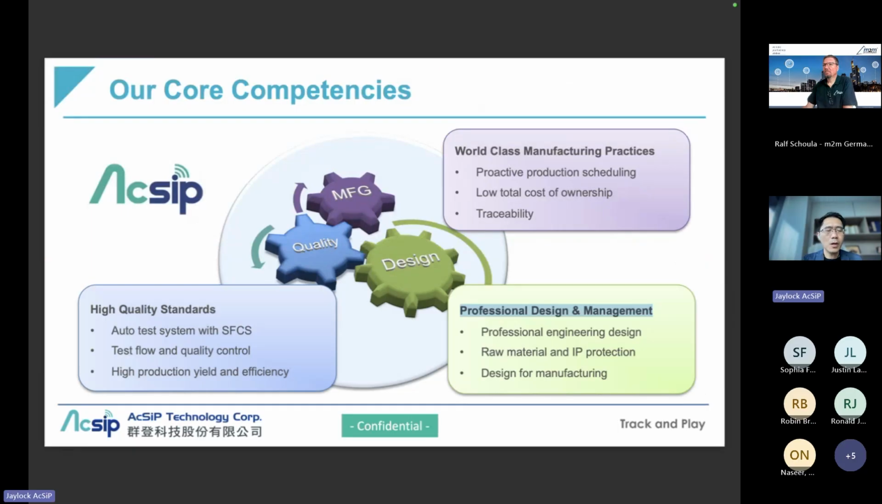So what's the secret of our success? I think it's very simple. We focus on what we do best. We want to make sure our partners and customers have world-class products and services as well. We want to deliver high quality standards, and also make sure our professional design and management services are meaningful to our customers.